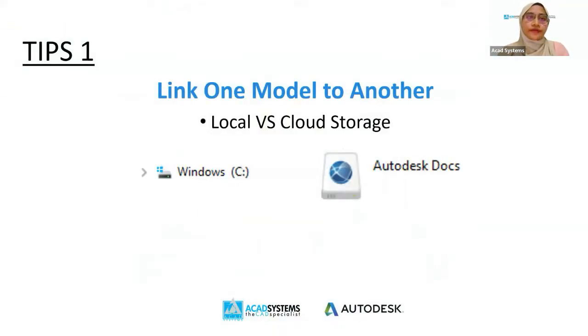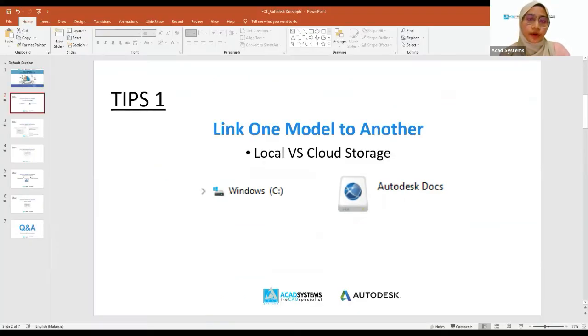All right, so for the first one, what we're going to show is how we can link one model to another. There are two options here. Either you can use the cloud or you can use the local drive to link to other external files inside Revit. So I'm going to open Revit here. I have set up the project and I want to link to the other file.